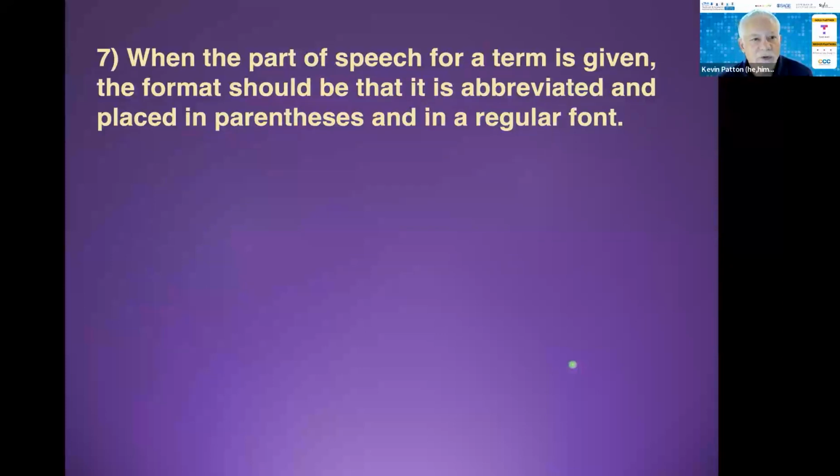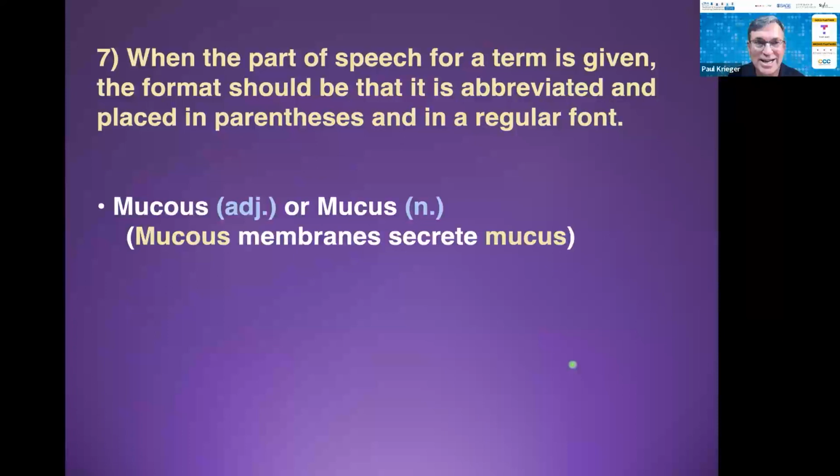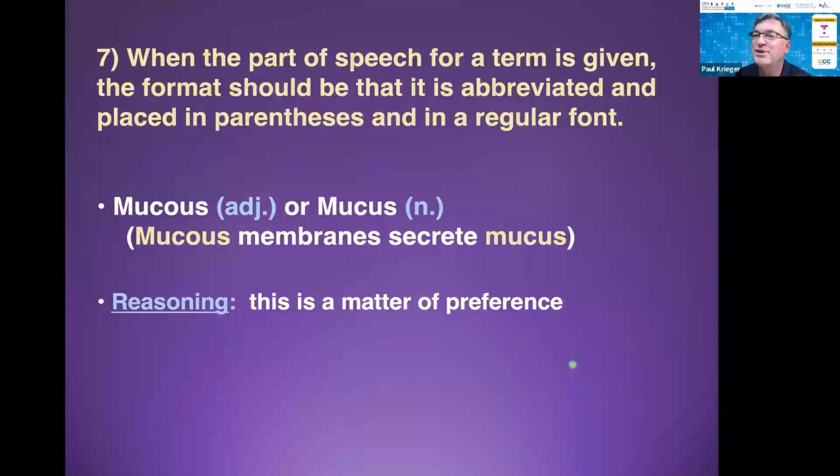When the part of speech for a term is given, the format should be that it is abbreviated and placed in parentheses and in a regular font. So we have mucous, adjective, or mucus, noun. Same pronunciation, different spelling. In anatomy and physiology, we talk about mucous membrane secreting mucus. The reasoning for this is that it's just a matter of preference, but I thought it's important to point out because of this issue.